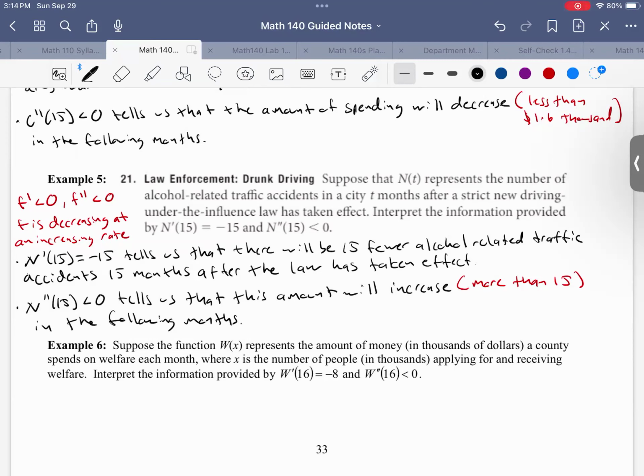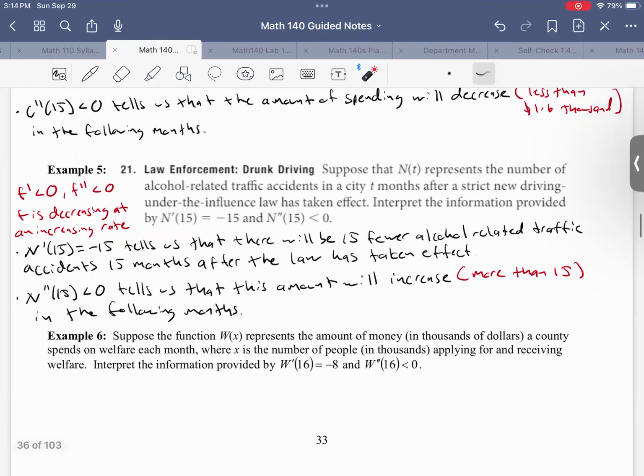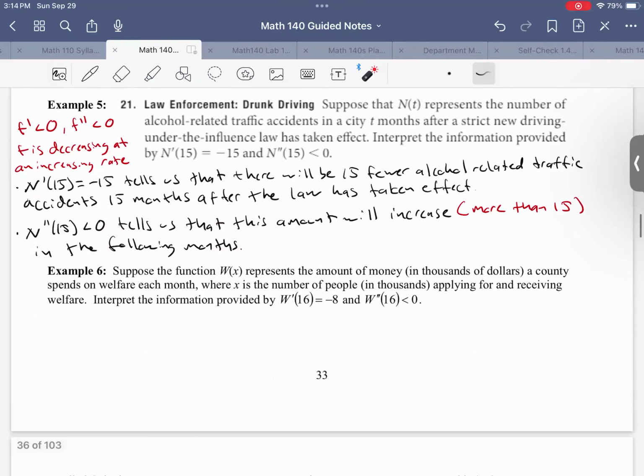So that means at these 15 months, 15 fewer alcohol accidents are going to occur, and even more so after that, we're going to have a bigger decrease in alcohol related incidents. So you might have 20 less alcohol incidents, 30 less alcohol incidents. So we're decreasing at an increasing rate. So it's going to be more and more fewer accidents. Okay, so I know the wording is a little strange, but kind of think about it like that. Since this law, there's going to be more and more fewer accidents. Okay, so that is example 5.